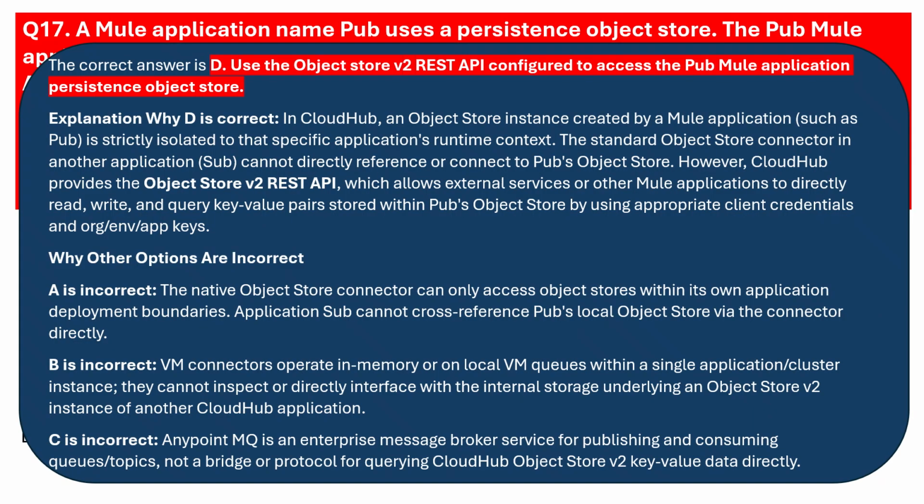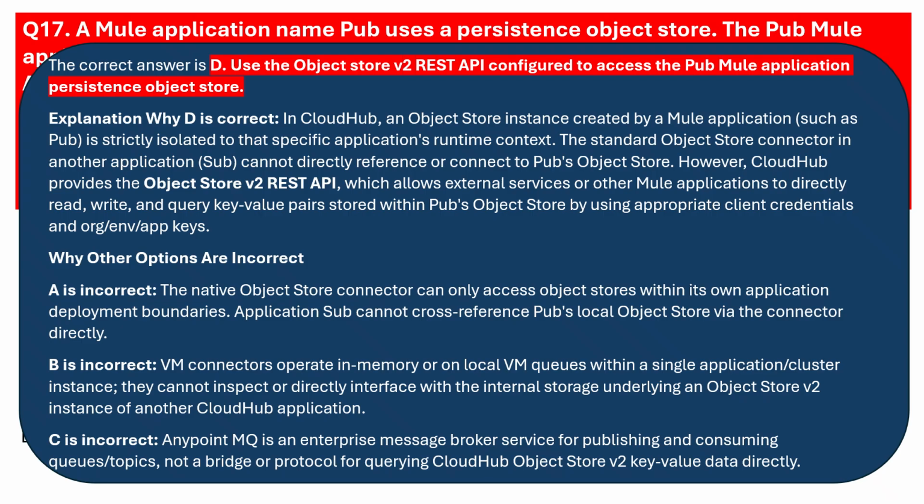The correct answer is D. Use the Object Store v2 REST API configured to access the Pub Mule application persistence object store. Explanation why D is correct. In CloudHub, an object store instance created by a Mule application, such as Pub, is strictly isolated to that specific application's runtime context. The standard object store connector in another application, Sub, cannot directly reference or connect to Pub's object store.